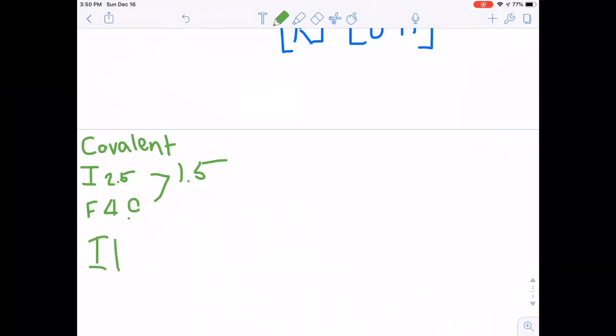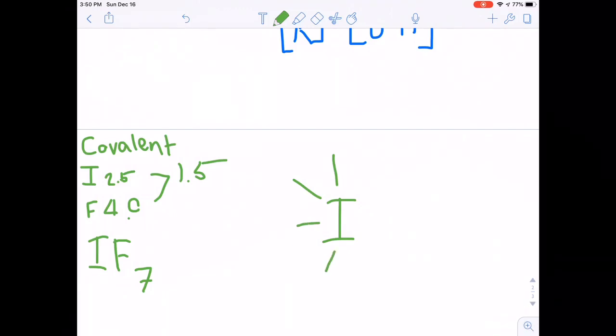So now let's draw a Lewis structure for our covalent compound. So since it's IF7, it is going to have 7 bonds. So let's draw I. 1, 2, 3, 4, 5, 6. Well, now I missed one, so 7. There we go. Now just draw the F's around the sides.